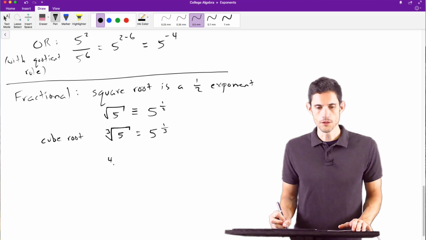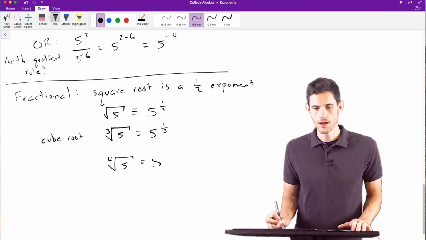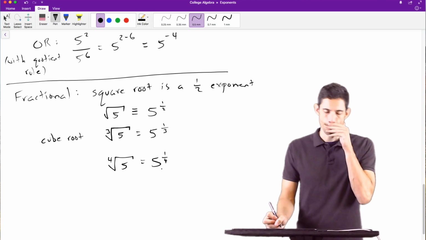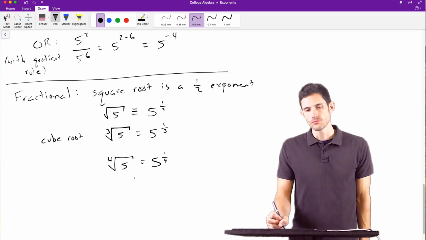And so on. You can just keep going. You can have any root. The fourth root of 5 is 5 to the power 1/4.